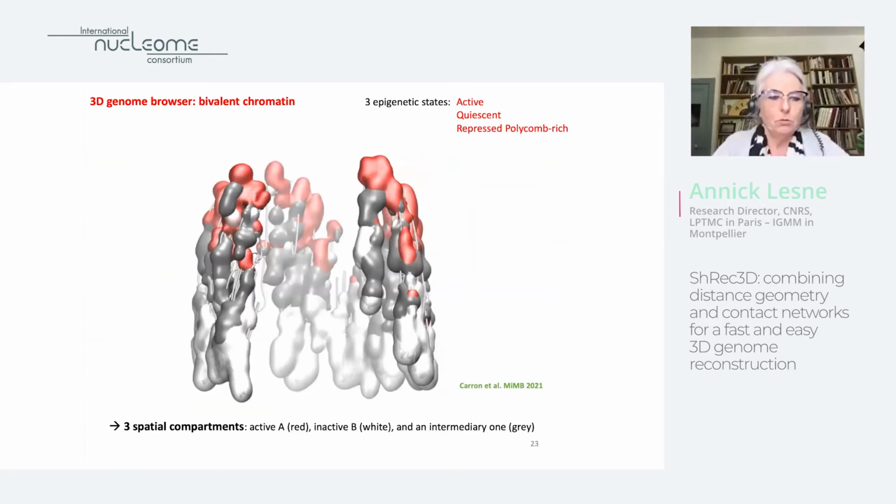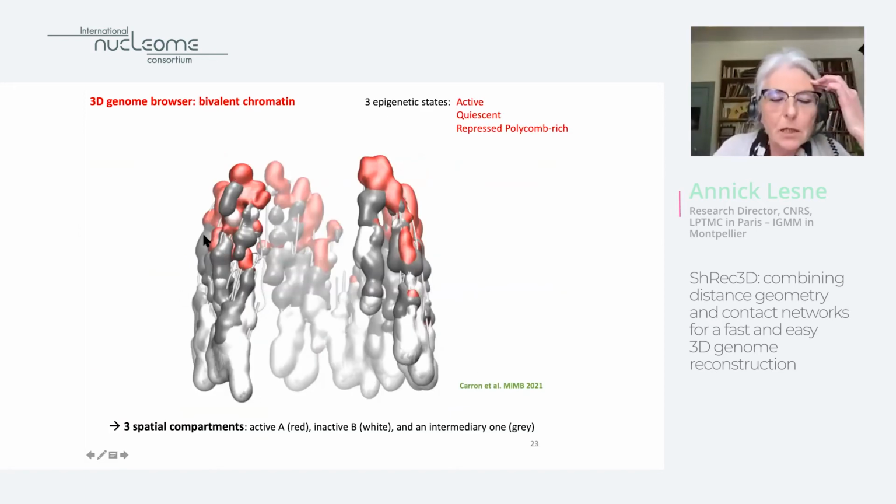And something that has been recently discovered, the notion of bivalent chromatin, where this repressed polycomb mark could be at the same time active and inactive. And when these three epigenetic states, active, quiescent, and bivalent, are visualized in 3D, you clearly see that the bivalent chromatin segregates in between the active compartment, in red, and the inactive compartment B, in white, and forms an intermediary compartment in between the active and inactive ones.